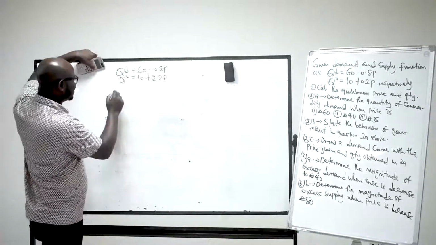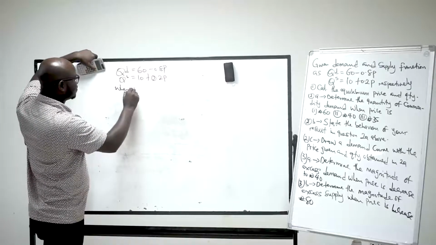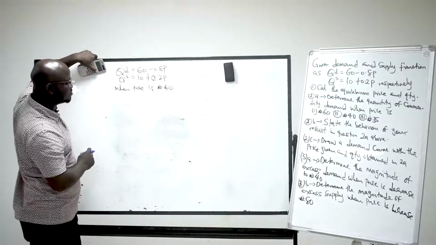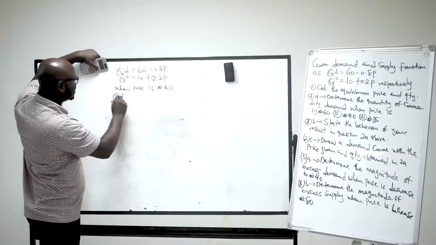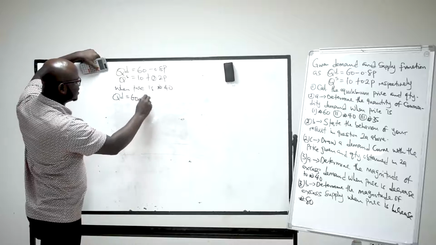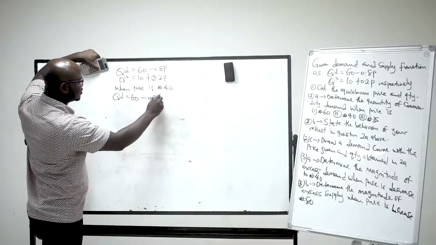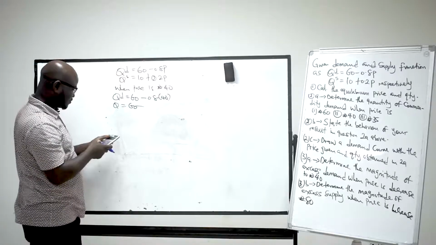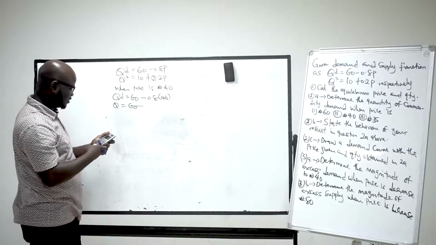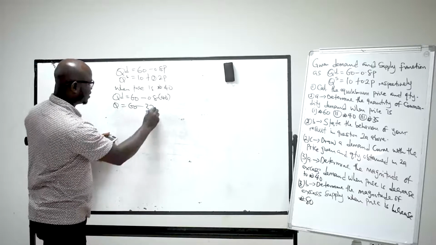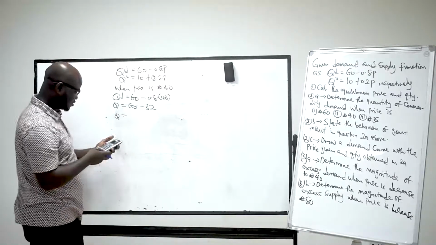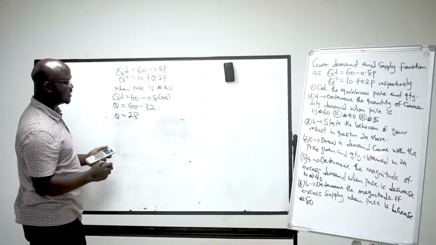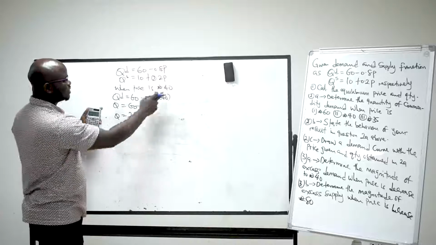So what will be the effect of this in excess demand? So we can say that when the price is 40 naira, the quantity that will be demanded will be Q equals 60 minus 0.8 times 40. We have 32 here, and the Q will now be 60 minus 32, that's 28. So this is the quantity demanded when the price is equal to 40.